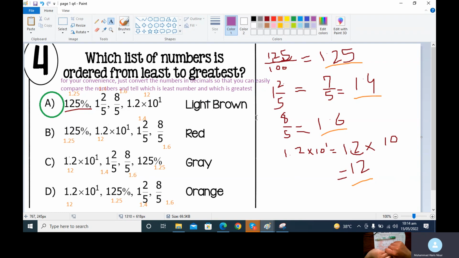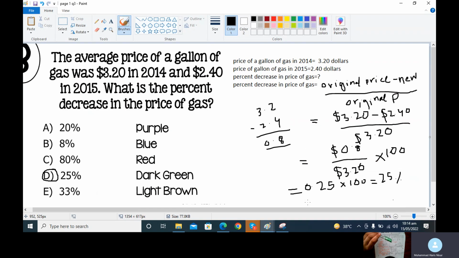For question 3, can you go back to question 3? One more thing. Yes, this is question number 3. Can you write down a short note here, like how you solved it?